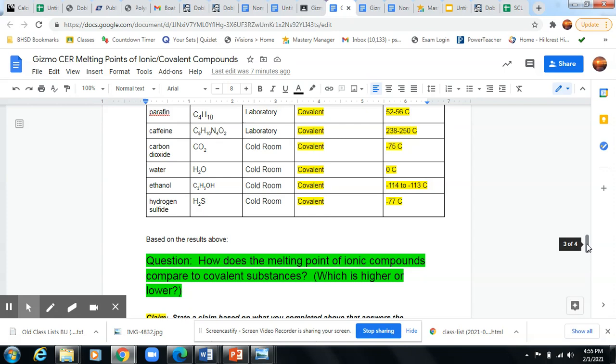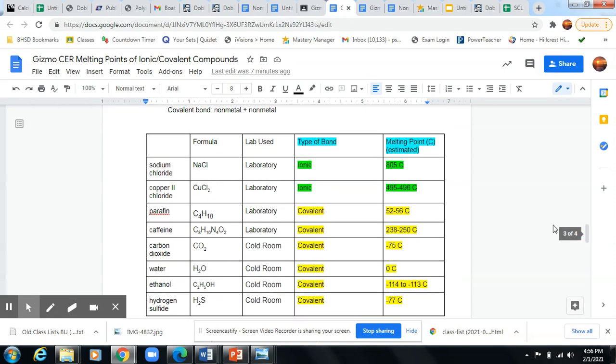So what I want you to do, and the second part of that is which is higher or lower, I want you to take a look at these numbers. So what is our melting point for ionic compounds? So the ones here in green. Compare those to the melting point of these covalent substances here in yellow. Okay, compare. Which is higher, which is lower. Once you answer that question, you can make your claim.